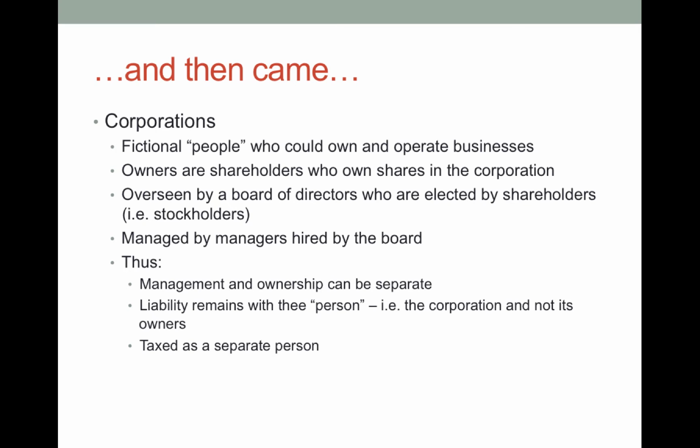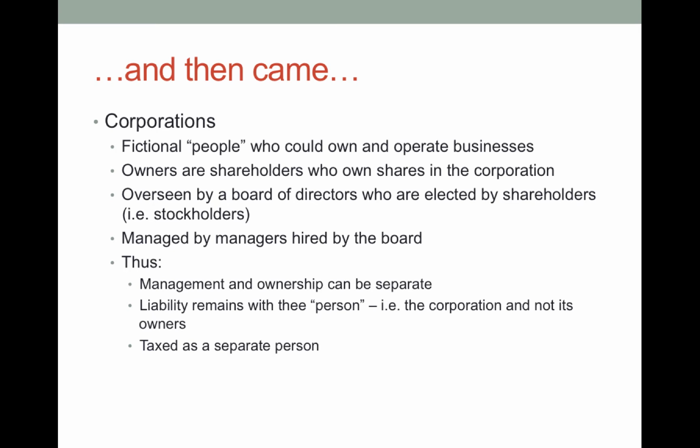So, the owners are shareholders, the businesses are overseen by the board of directors, who are elected by the shareholders, and incidentally, stockholders and shareholders, that's the same thing. It's synonymous. Corporations are managed by managers who are hired by the board of directors. Upper level managers, we call them, it's a fancy name, officers. So for example, the CEO, the CFO, the vice president, all of those people are simply agents or employees of the corporation. But we call them officers because they have a higher level of obligation.